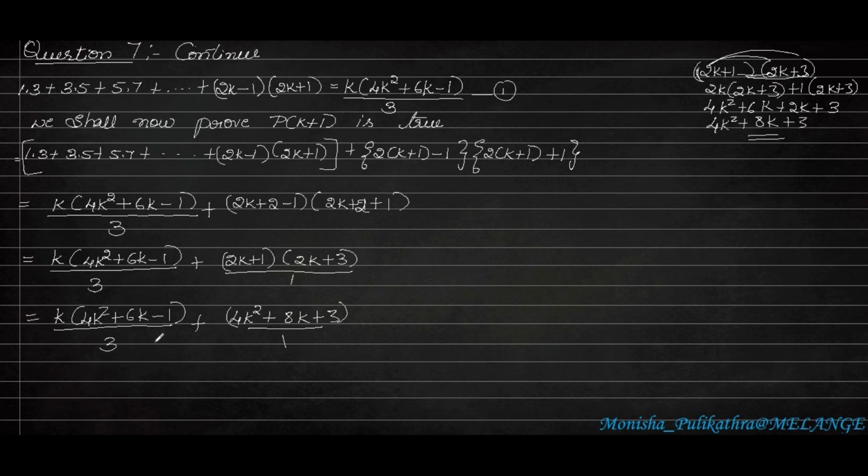Next we can take the LCM. If we take the LCM, this gets cross multiplied with this. So I will be multiplying it: 4k cube plus 6k square minus k, plus 3 4s are 12k square, plus 8 3s are 24k, plus 3 3s are 9, whole divided by 3. I have multiplied each and every term of it by 3. So 3 4s are 12k square, 3 8s are 24k, and 3 3s are 9. So this is the thing. Let us continue in the next slide.